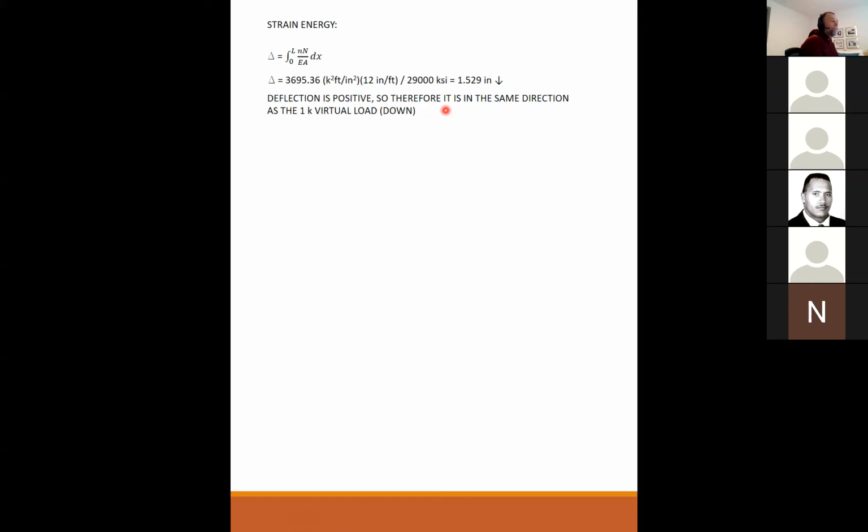And again, the deflection is positive, so therefore it is in the same direction as the 1 kip virtual load that we had applied, which if you remember, we applied it going down. So the truss does in fact deflect downwards.